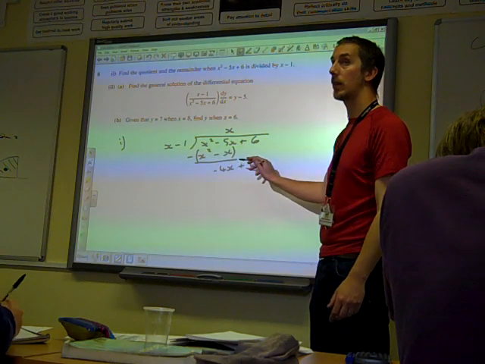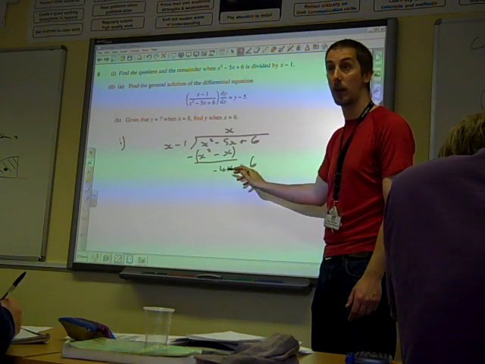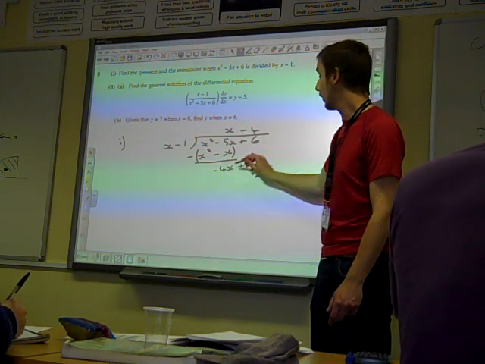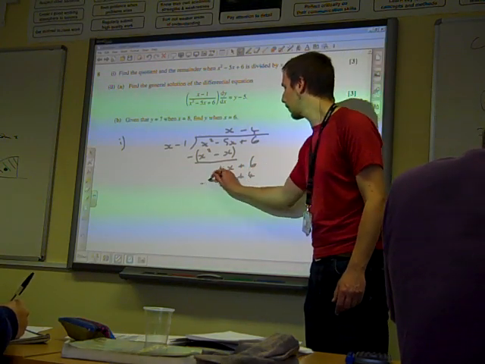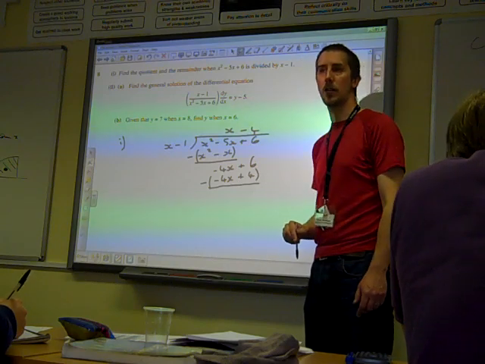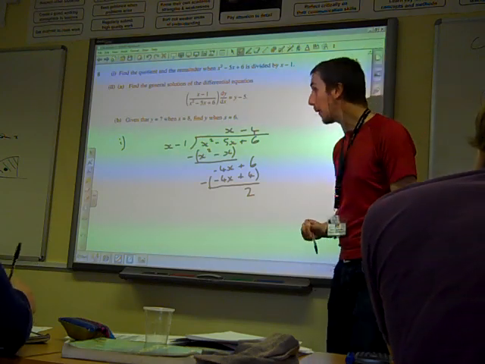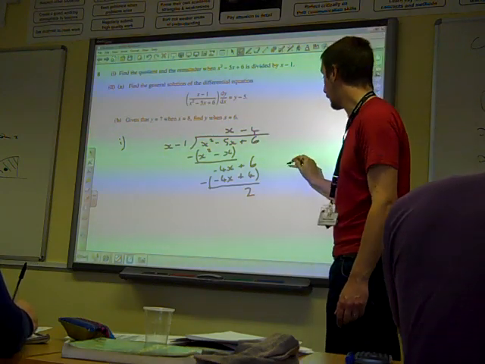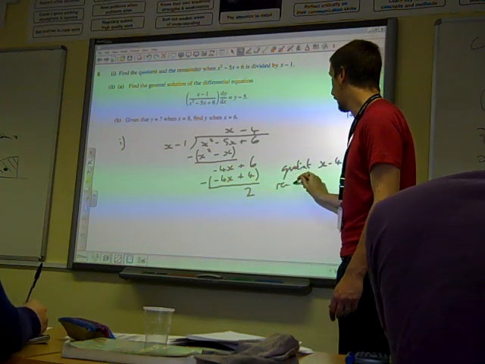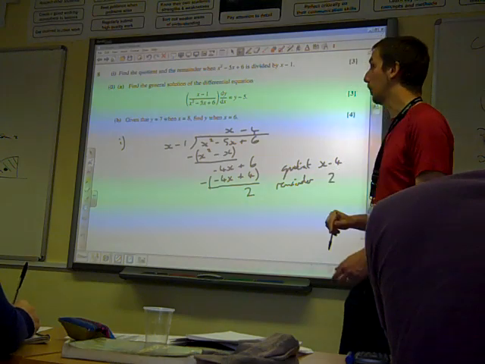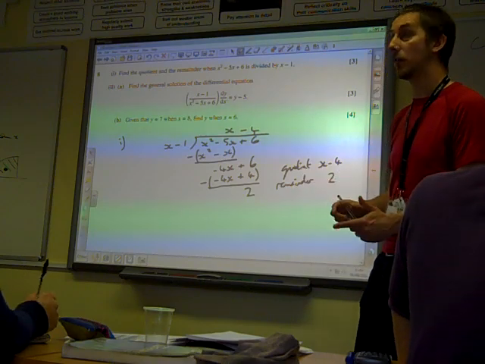Tim, Lewis, concentrate on this. What do you times x by to get minus 4x? Minus 4. Actually do the timesing. That would be a plus 4 there, wouldn't it? And if we subtract, we've got 6 minus 4 gives us 2. So we have our quotient is x minus 4, and our remainder is 2. Okay, presumably, we're going to use this at some point.